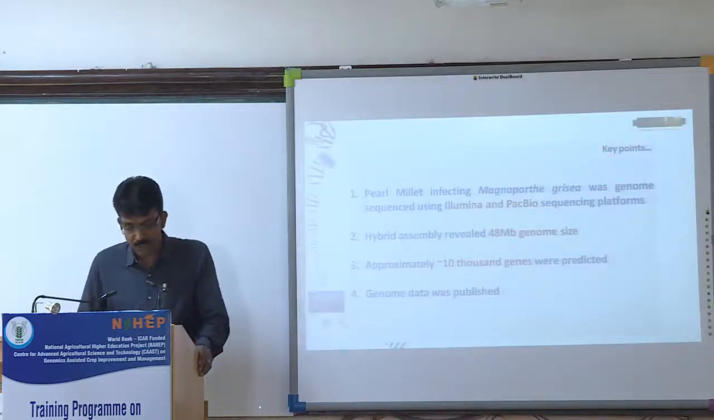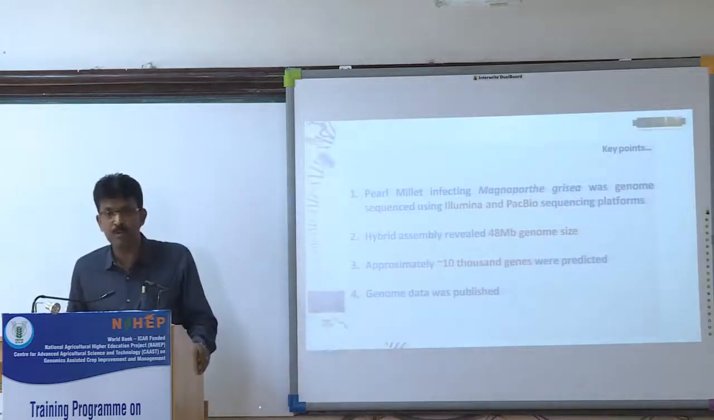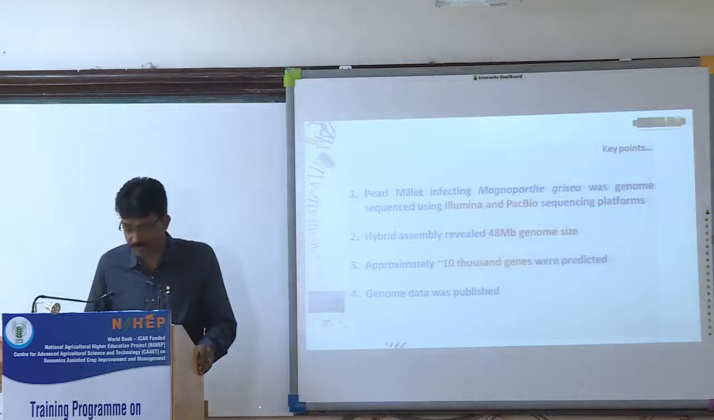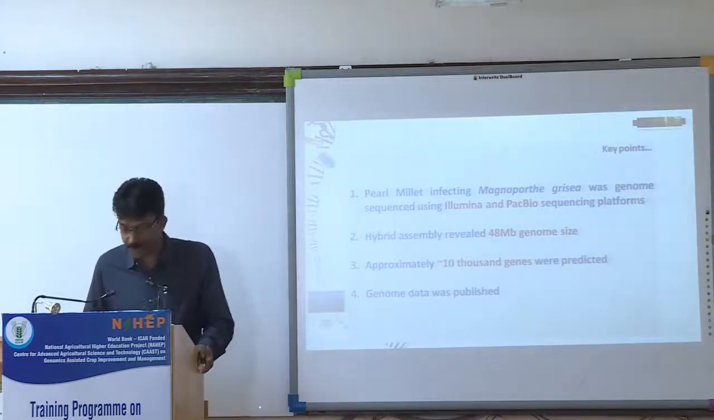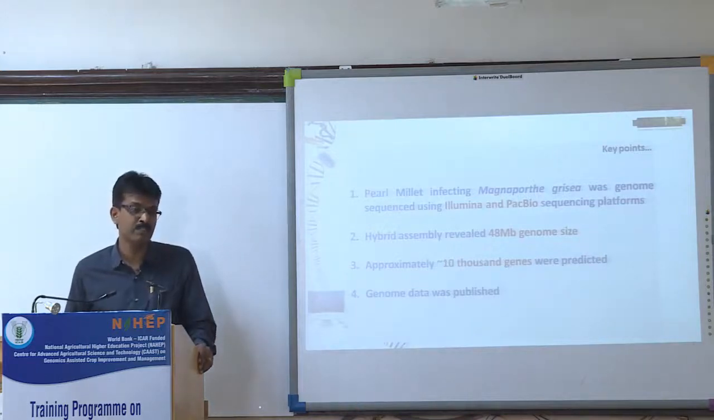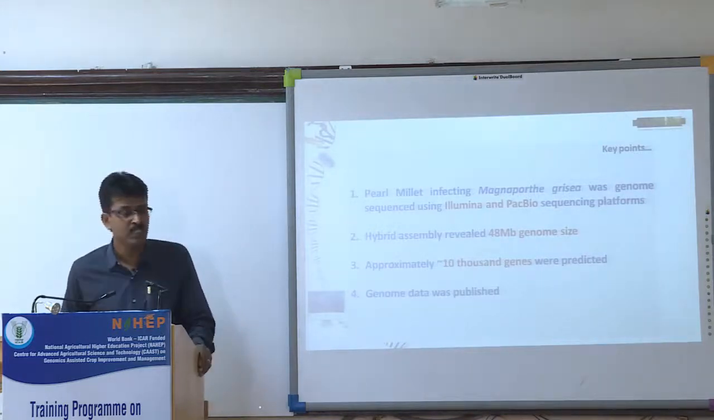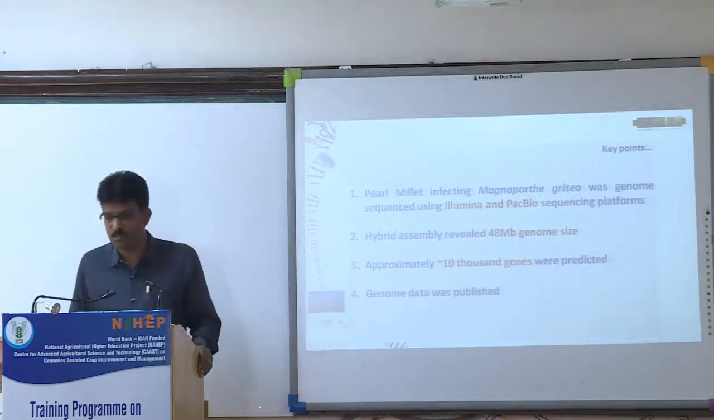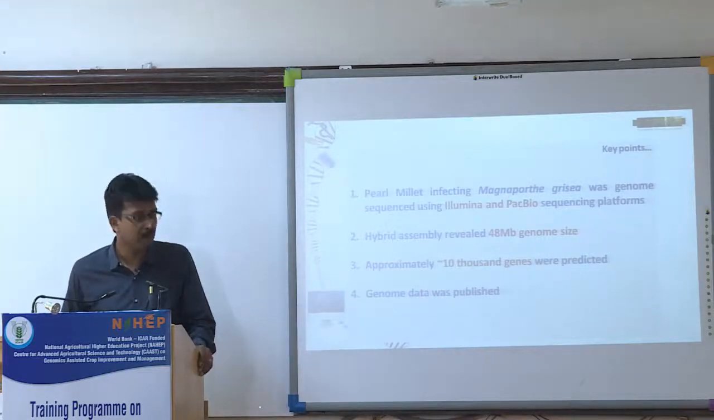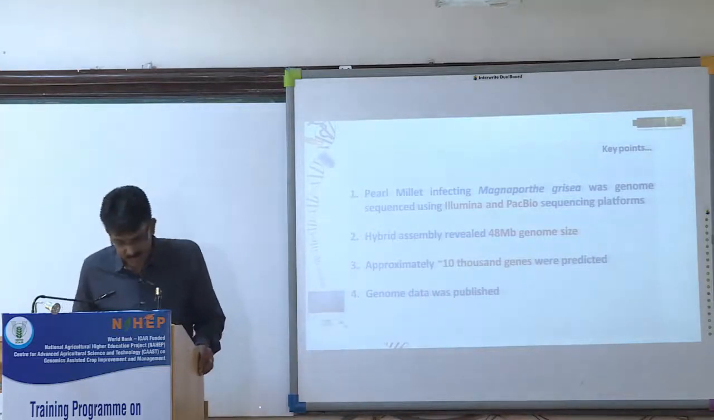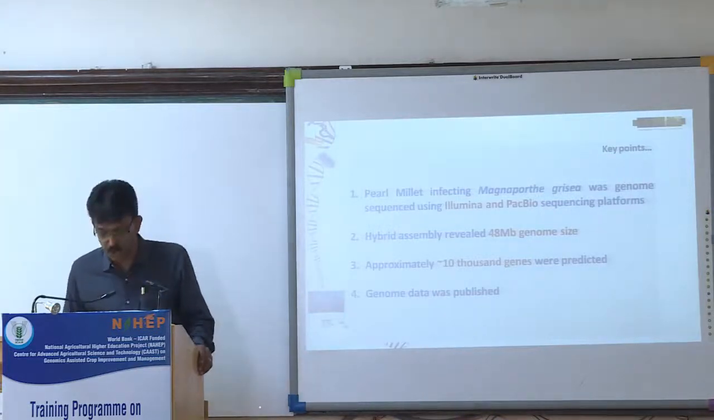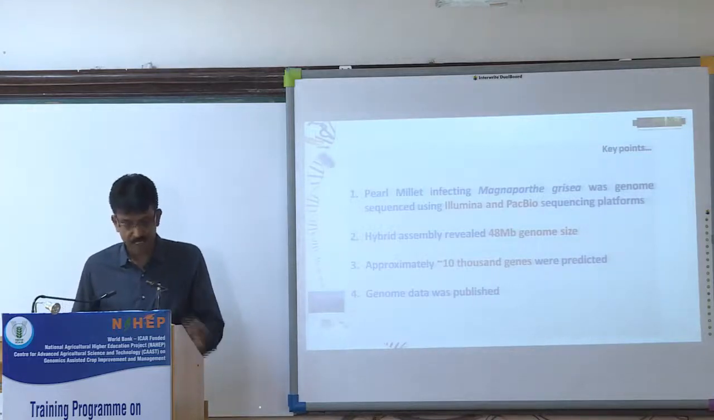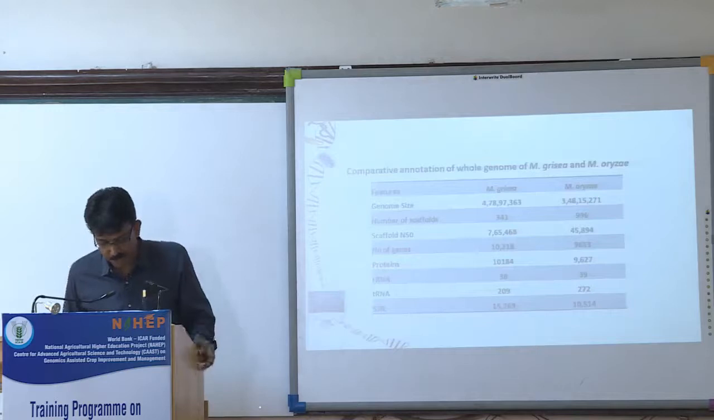The good point is, some take home message from our own effort. The pale millet infecting Magnaporthe grisea was genome sequenced using Illumina and PacBio sequencing platforms, and to the best of our knowledge, this is the first genome sequencing data of pale millet infecting blast fungus. And of course, the hybrid assembly revealed 48 MB of genome, and we could annotate around 10,000 genes, and the genome was already published.